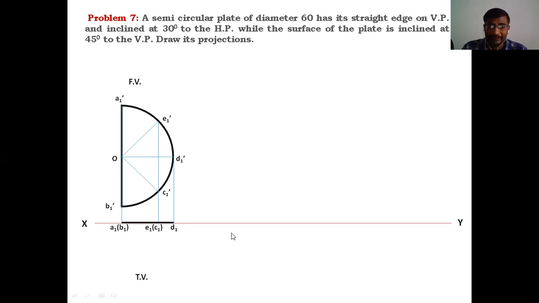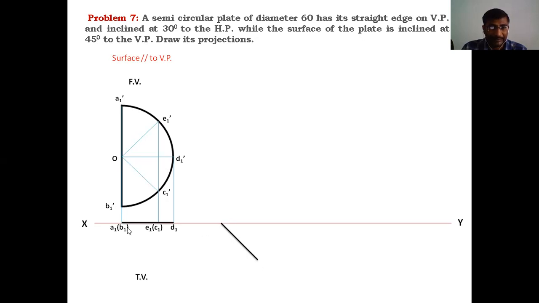Then after locating the front view and top view, give the dimensions. These 2 positions are obtained when the surface is parallel to VP. Only when we follow this condition will we get this front view and top view. So give the dimensions, that is, draw the inclined line. How much is the surface inclination? Surface inclination is 45 degrees to the VP. So therefore, draw a 45 degrees inclined line.